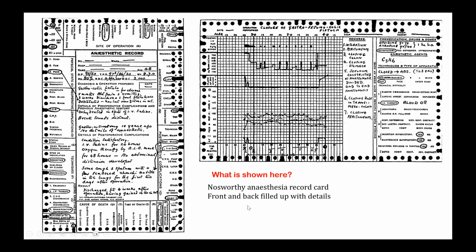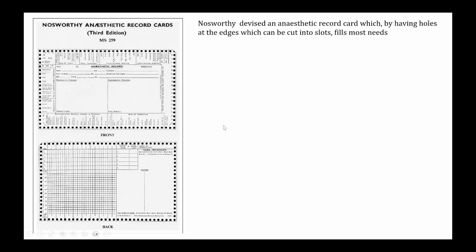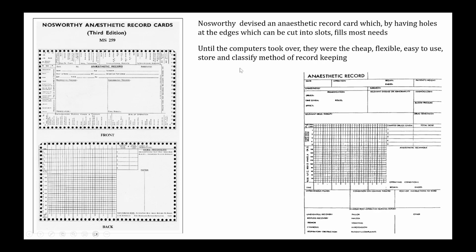Okay, so this is the front and back of a filled-up card, and if you see an empty card, it will be like that. You can see Nagaswamy anesthesia record cards, third edition. So this is how the front looks, and this is the back portion before any filling. And later on, they have given columns so that when you finish the case, you have to write how much morphine was given, how much relaxant was given, what is the total induction agent dosage. So all the drugs that you give, you have to chart out and write the total. And this is the record that was used until computers took over.